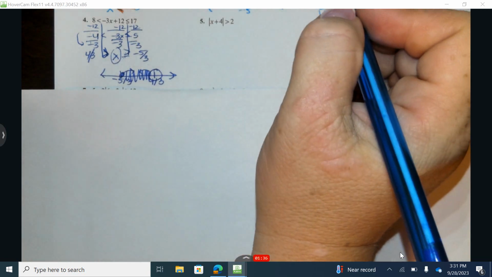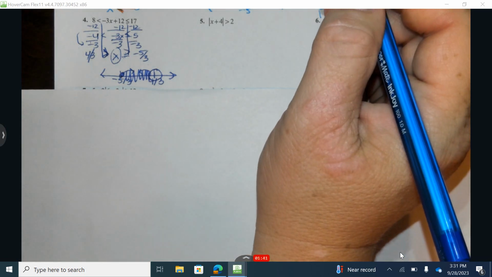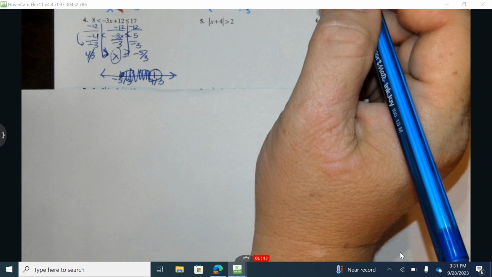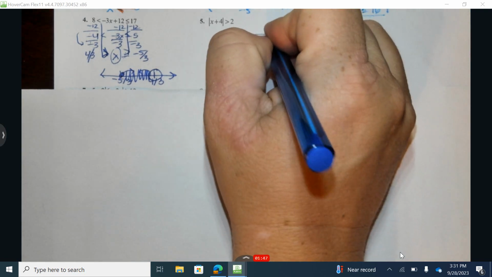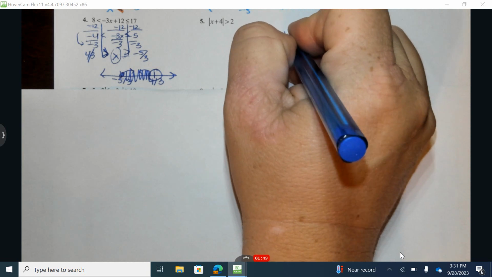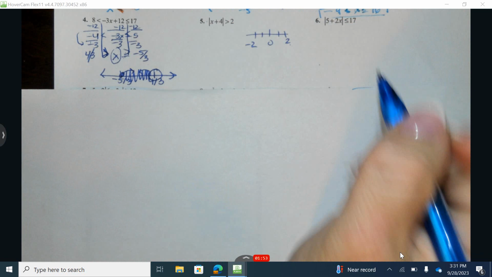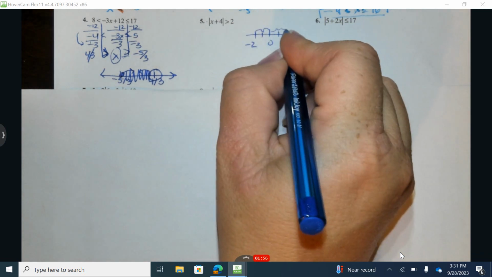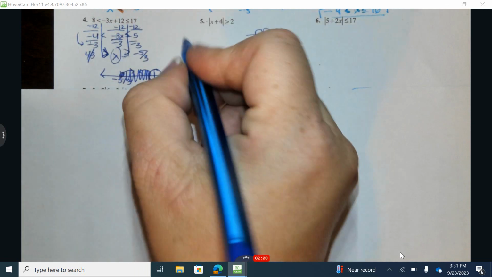Okay, looking at number 5. When we have absolute value, remember absolute value means the distance from a particular value. So if you say the absolute value of 2, there are two places on the number line that have a distance of 2, both -2 and +2. And for that reason, because distance is always measured as a positive value, I'm going to take this statement and turn it into something like this.